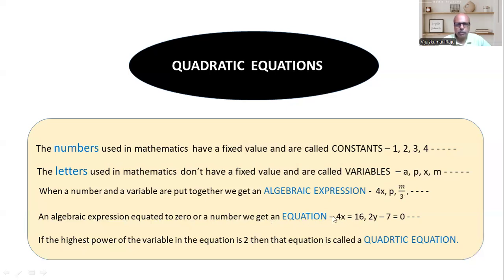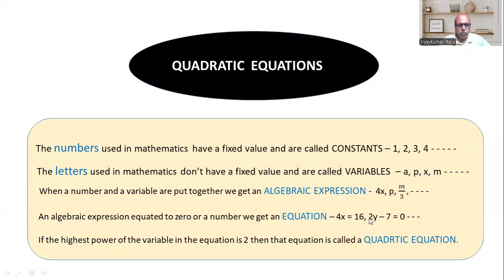So that means if you write a particular expression is equal to some number, that is 4x is equal to 16, this is an algebraic expression and it is equated to 16, a number, then we call this an equation. Take another example, 2y minus 7 is equal to 0. This is an algebraic expression and it is equated to 0. This becomes an equation. Clear? So in the first equation, the variable used is x and the power of the variable is 1. In this equation, the variable used is y and the power of the variable is 1.